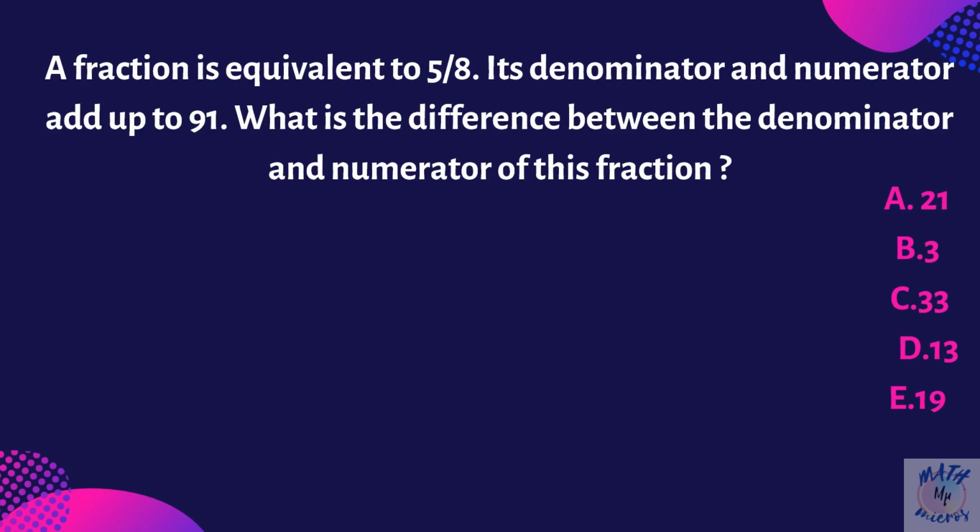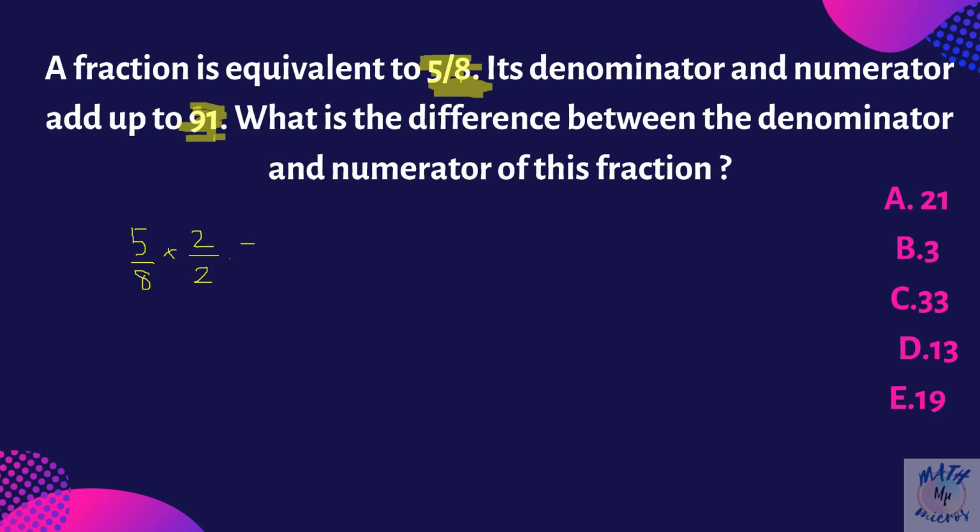Alright, by looking at the question, we have this fraction 5 by 8, and we need to find an equivalent fraction to this 5 by 8, whose numerator and denominator add up to 91. So first we need to know what an equivalent fraction is and how we can get it. If we multiply the fraction by a certain number, and that number is the same for both the numerator and the denominator, then we get an equivalent fraction.